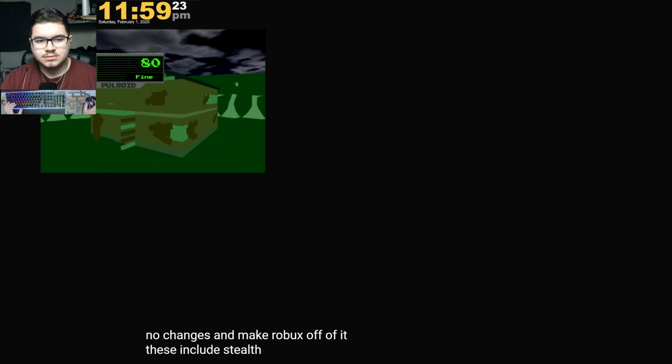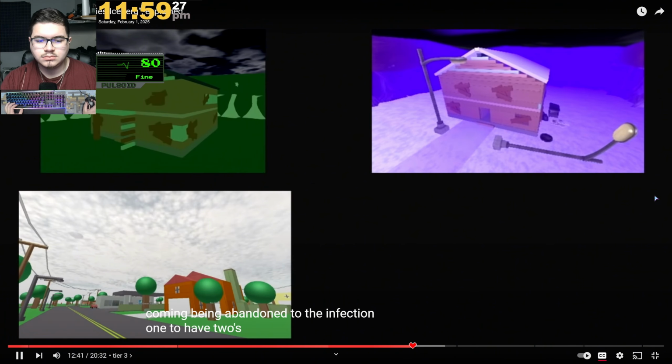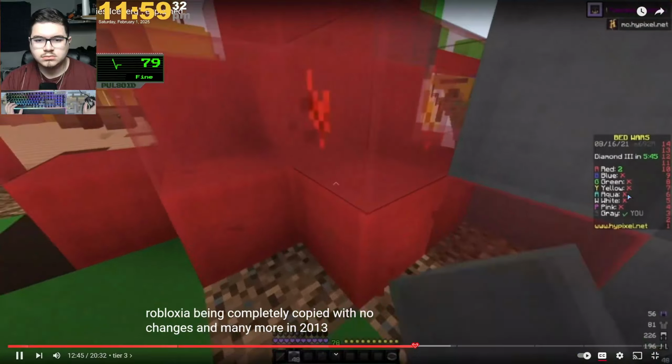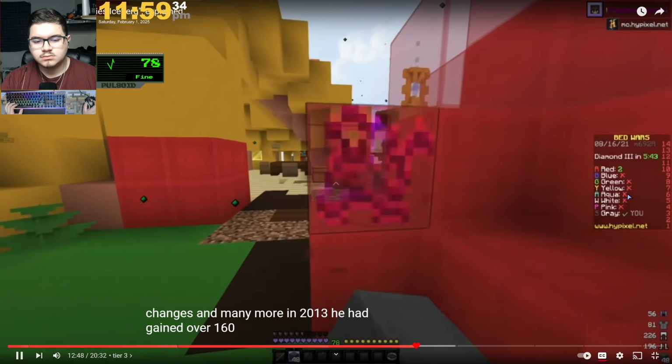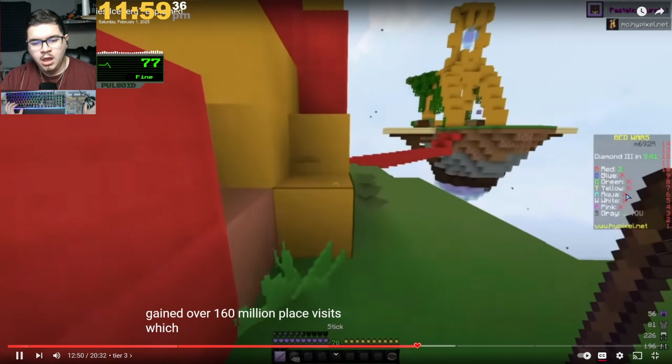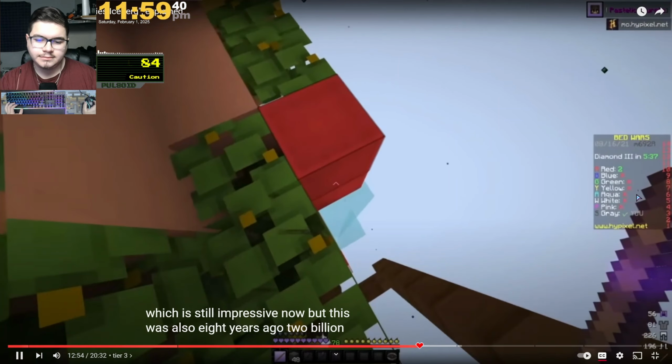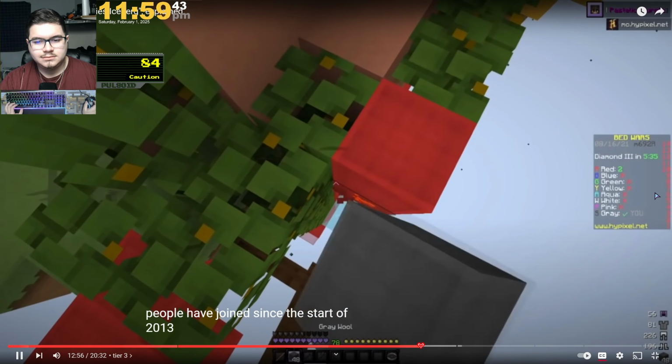These include Stealth Pilots, The Undead Coming, being rebranded as The Infection, OneDev2's Welcome to the Roblox being completely copied with no changes, and many more. In 2013, he had gained over 160 million place visits, which is still impressive now, but this was also 8 years ago. 2 billion people have joined Roblox since the start of 2013, to put that in perspective.